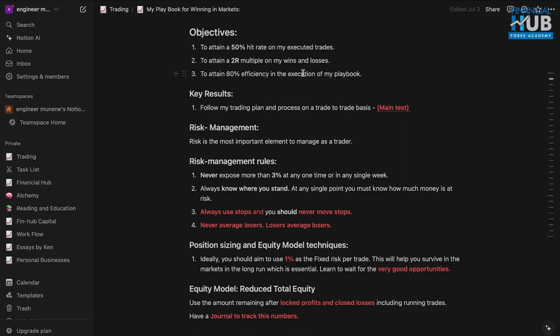Now, the second variable that I'm looking at is the R multiple. Now, what is the R multiple? The R multiple is, what is the relationship between my wins and losses? Yes, I have this number of wins, I have this number of losses, but what relationship do they have? How many wins do I need for me to recoup my losses? Let's say if I have 3-4 losses, how many wins do I need? What are the R multiples that I normally get in the market? And for me, my objective is to just attain a 2R multiple.